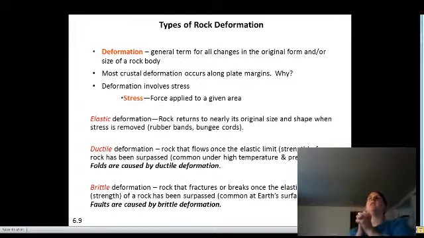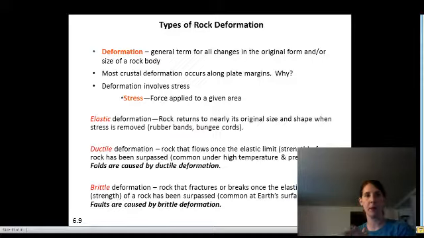So to understand rock deformation and how marine life ended up on mountains, we need to understand the types of deformation. There are 3 general types. Most crustal deformation occurs along plate margins, because plate margins are the areas with the highest amount of energy, pressure and stress. That's what's necessary to really manipulate these rocks. Stress is a force applied to any given area, and plate margins are where you experience force on a scale large enough to manipulate these rocks.